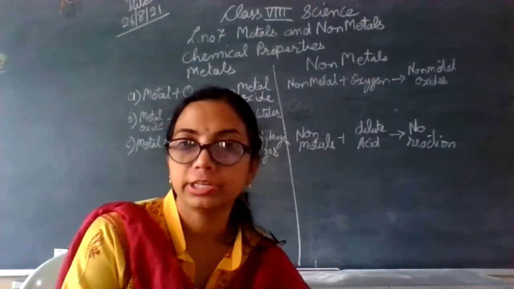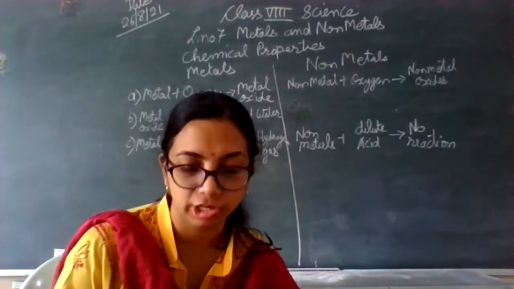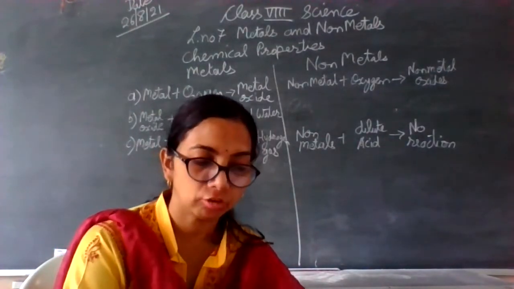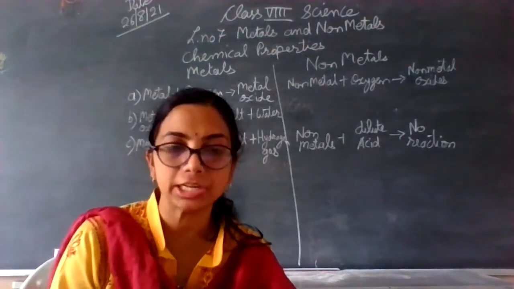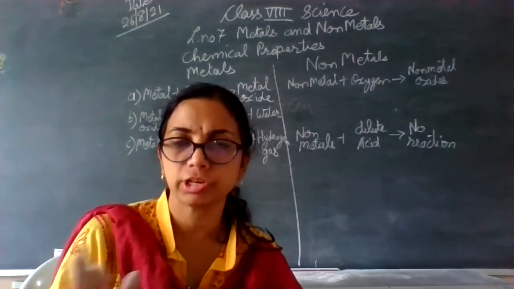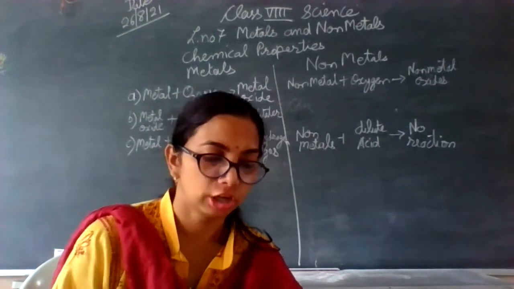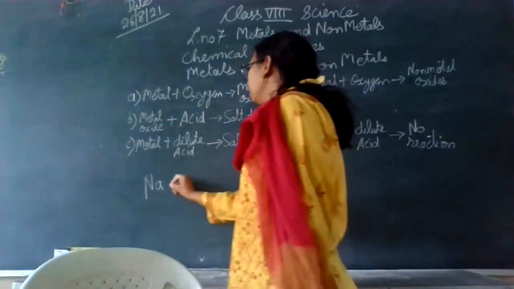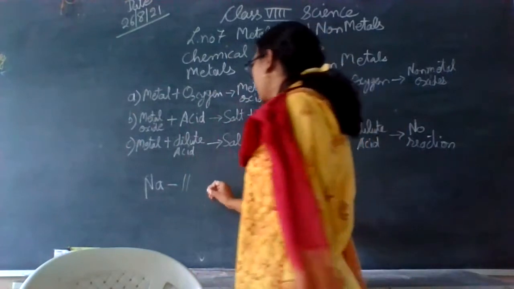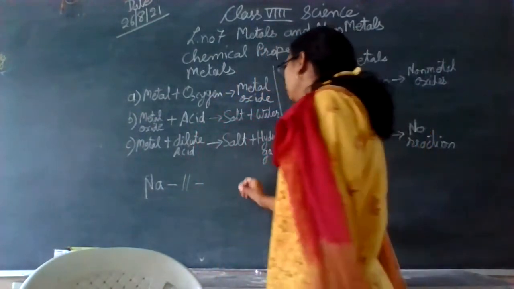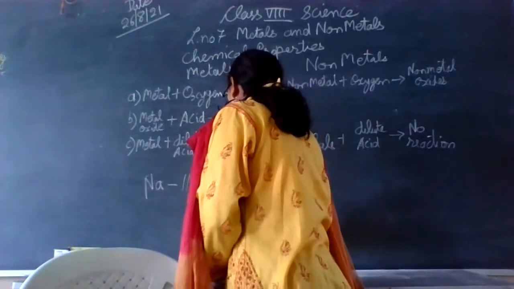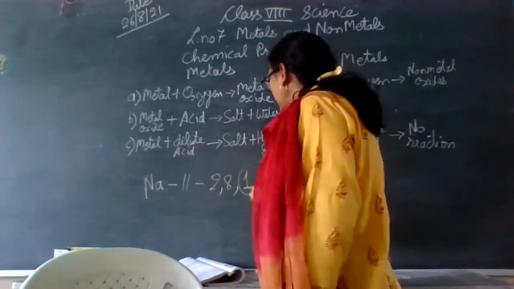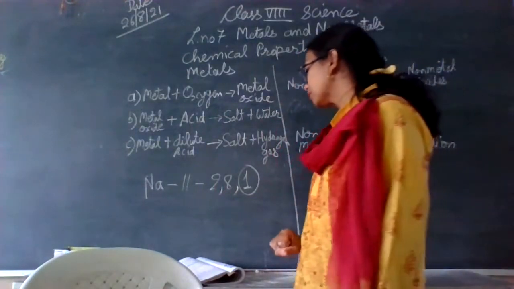When we consider chemical properties, we have to go with the electronic configuration. In the last chapter we have seen that the atomic number, the number of electrons, and the electronic configuration will decide whether a reaction will take place for certain elements or not. In case of sodium, a metal, they have 11 electrons, and in the K, L, M shells the electronic configuration will be 2, 8, and 1. So finally, 1 is the valence electron present in sodium.